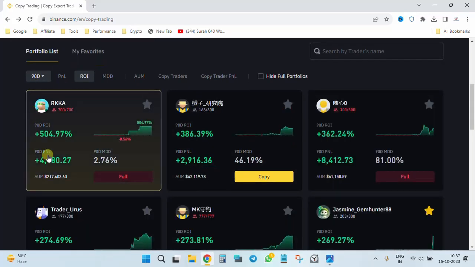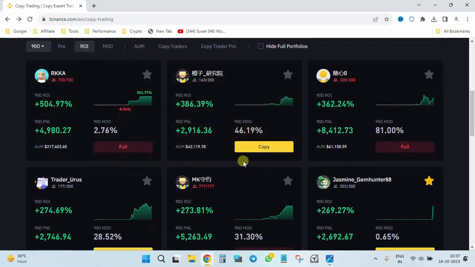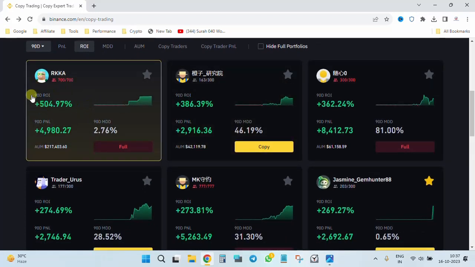Once I've done this, how do I check? One thing is the 90-day ROI, and the second and most important thing is the MDD, that's the maximum drawdown.